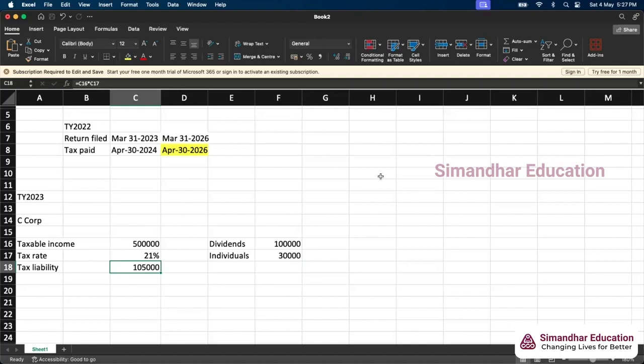Unfortunately, that's the scenario for a C corporation, right? They do have to pay tax twice, once when they generate the income, and the other time when they distribute the dividends. So there's no way out of this taxation, but this is how the entity is set up in the United States.